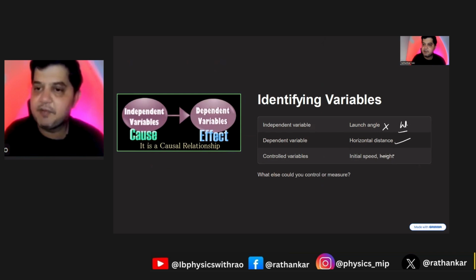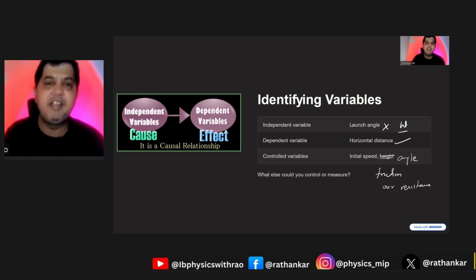So here, instead of height, I can say angle, horizontal motion. And then friction, air resistance. You can mention all this, and you need to mention what can happen if these are not kept constant. You can mention that also.